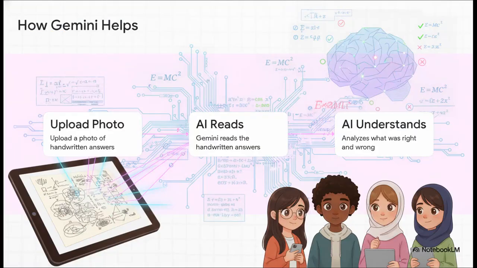It basically all comes down to 3 simple steps. First, you take a photo of handwritten answers, then the AI reads those answers, and finally, it actually understands right from wrong. This whole process relies on some seriously impressive multimodal capabilities. You just snap a quick photo of a messy handwritten worksheet, and the AI doesn't just digitize the text. No, it uses intense math reasoning to figure out exactly what's right and what's wrong right there on the spot.